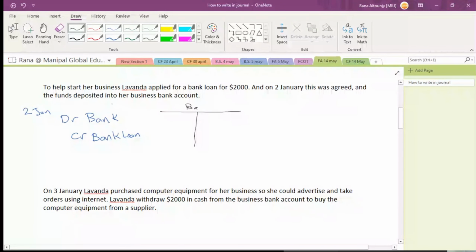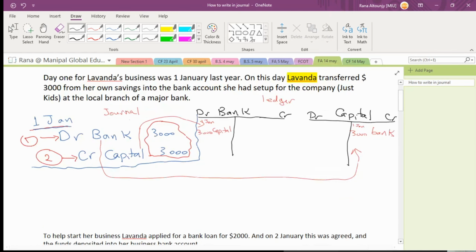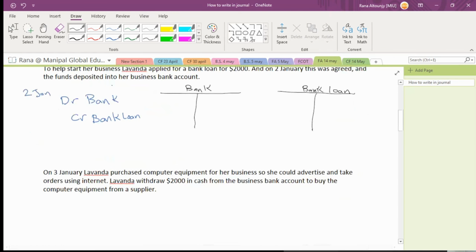So we have bank and we have the bank loan. Okay, so the bank we already have earlier, if you remember, we have the 3,000 capital in the debit side of the bank. Debit and credit. So already we have the 3,000, which we have from earlier, which is capital.